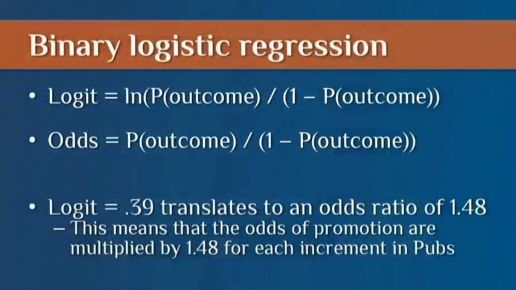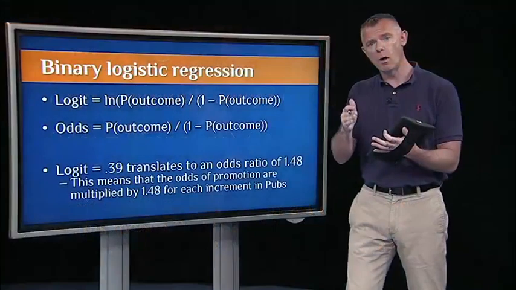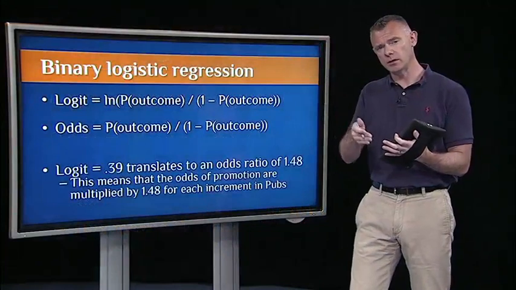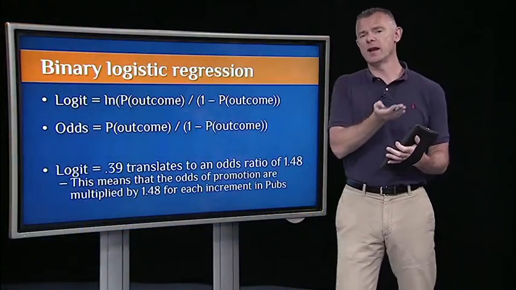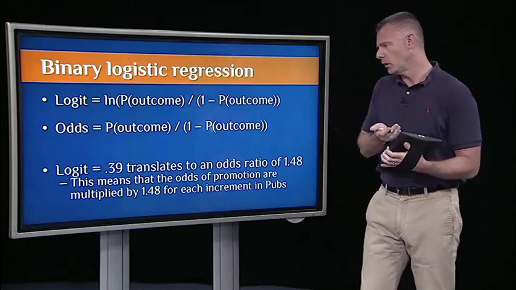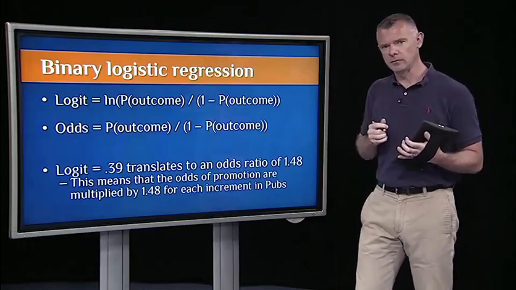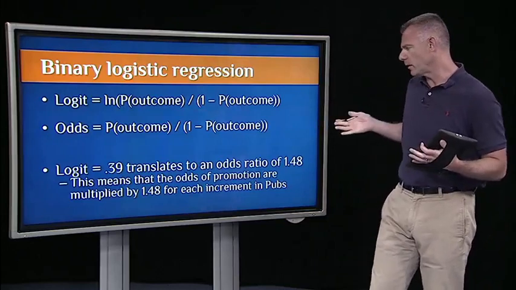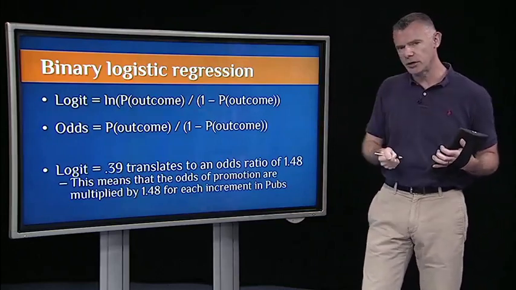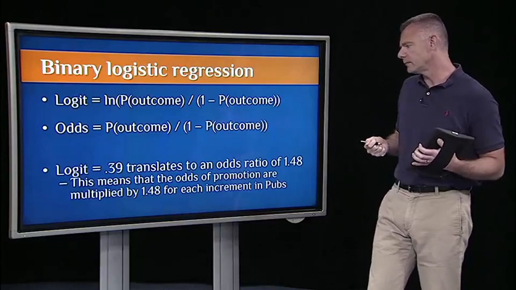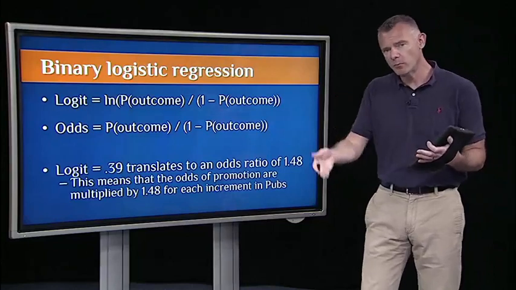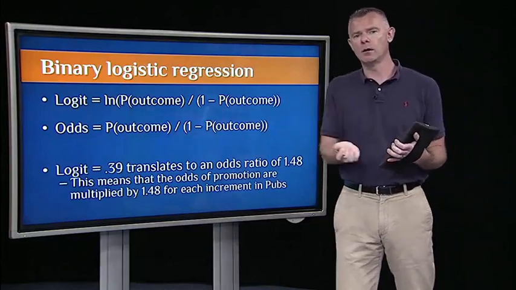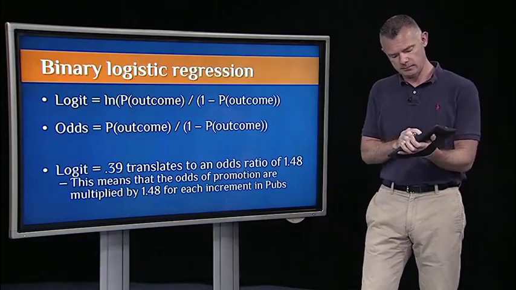We have a logit of 0.39. Well, that was the regression coefficient, right? So a 1 unit increase in x, so 1 unit increase in publications, means I'm going to predict a 0.39 increase in the logit. Well, what does that mean in the real world? A logit of 0.39 translates to an odds ratio of 1.48. So that means the odds of promotion are multiplied by 1.48 for every 1 more publication a faculty member has.